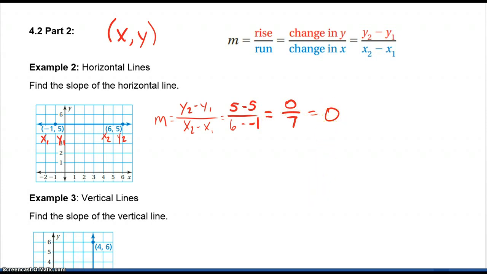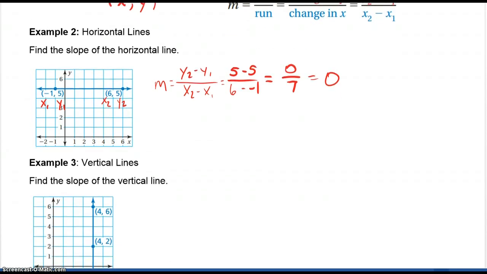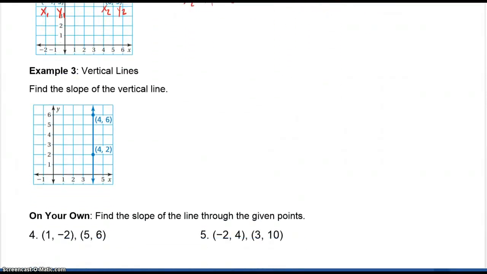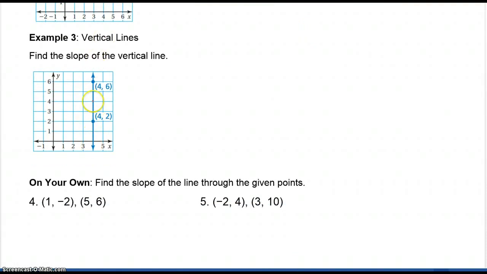And again, you should be able to know what the slope of this line is just by looking at it from watching Slope Dude. But again, let's practice using that formula. So let's call this x sub 1 and this one y sub 1. This is x sub 2, this is y sub 2. Let's write the formula. Y2 minus y1 over x2 minus x1.